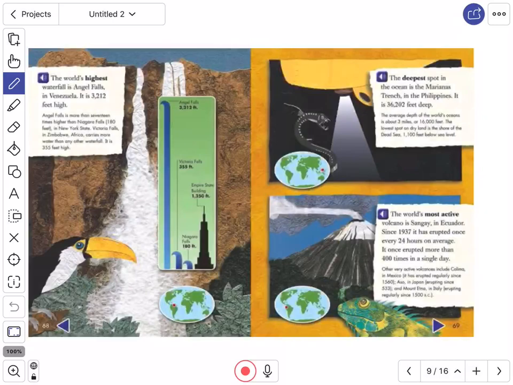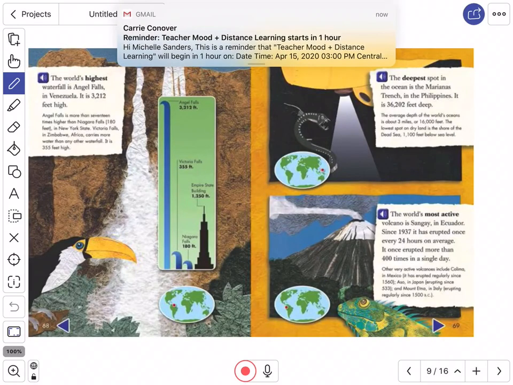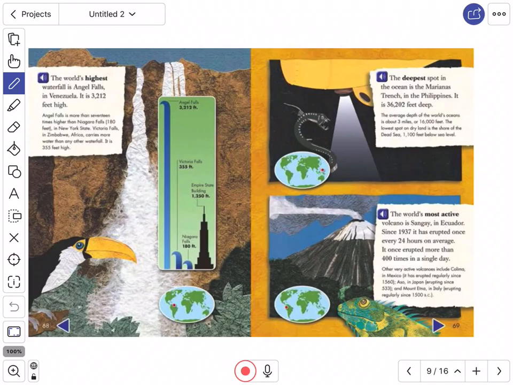The deepest spot in the ocean is the Marianas Trench in the Philippines. It is 36,202 feet deep. The average depth of the world's oceans is about 3 miles or 16,000 feet. The lowest spot on dry land is the shore of the Dead Sea, 1,100 feet below sea level.